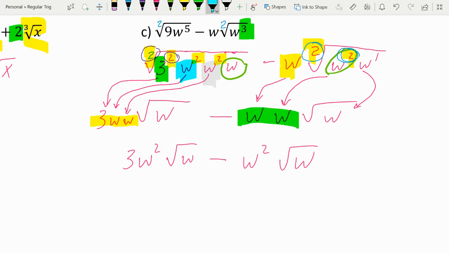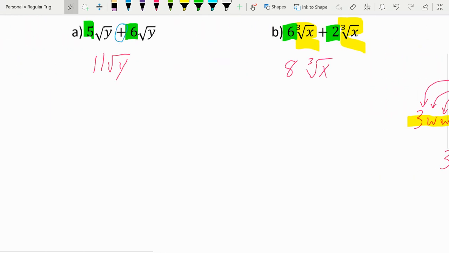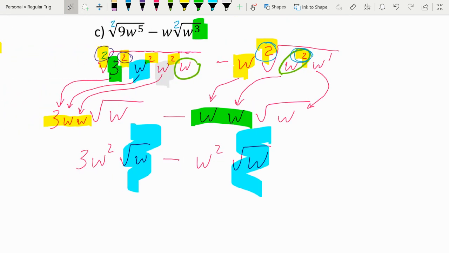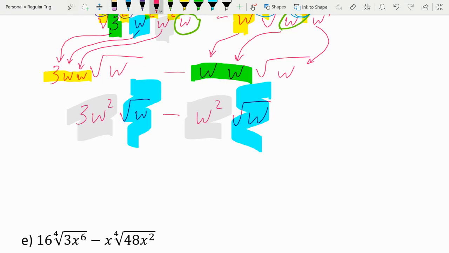All right, I'm going to stop right there. You notice we did all that work so that this and this are exactly the same now, just like those two problems here, where the stuff underneath the square root was exactly the same underneath the radical. Okay, so since they're both underneath the radical and they're both exactly the same, what can I do? I can combine those two. All right. So last step, 3w squared minus w squared gives me 2w squared times the square root of w.